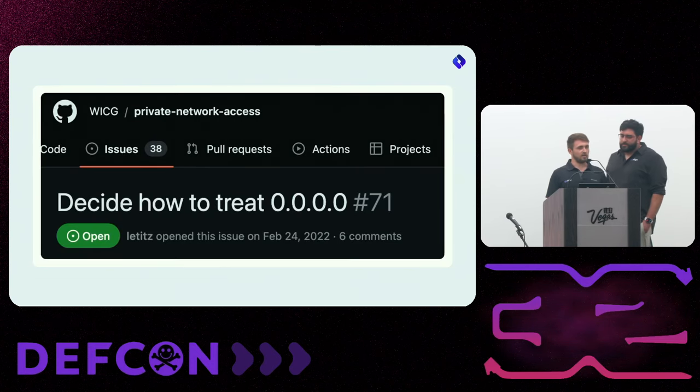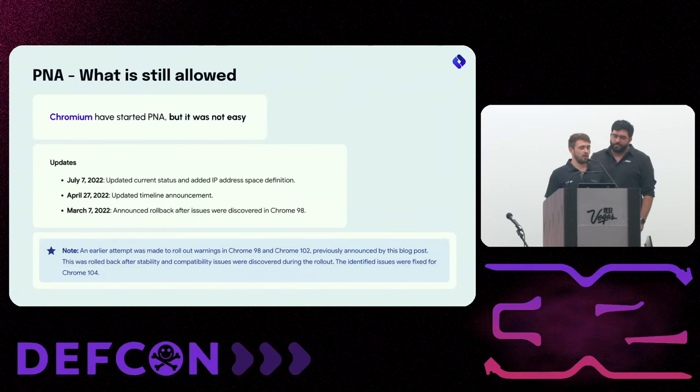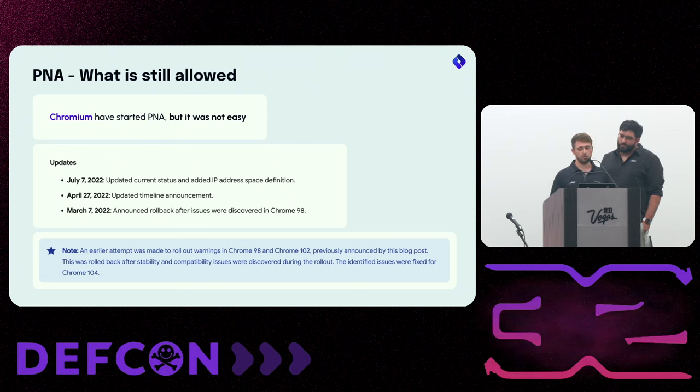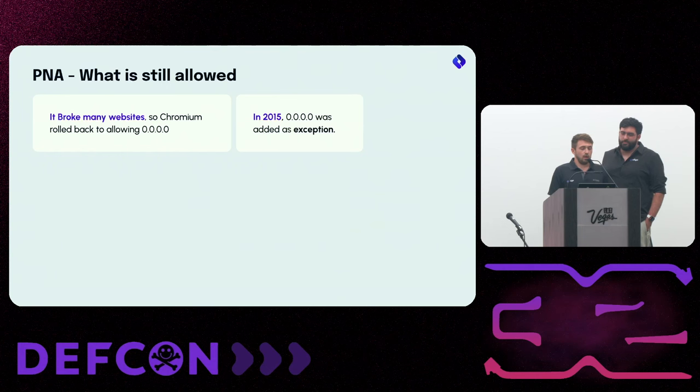Now, they still have not decided how to treat 0.0.0.0. This is the standard, by the way. It's on GitHub. You can look it up. And they had to roll back some changes, as I said. You can see that between some versions, they had to revert and then apply it back because many websites simply break overnight. So the next time they did it, Google did it gradually and very carefully. And as I said, they had to make some exceptions for 0.0.0.0.